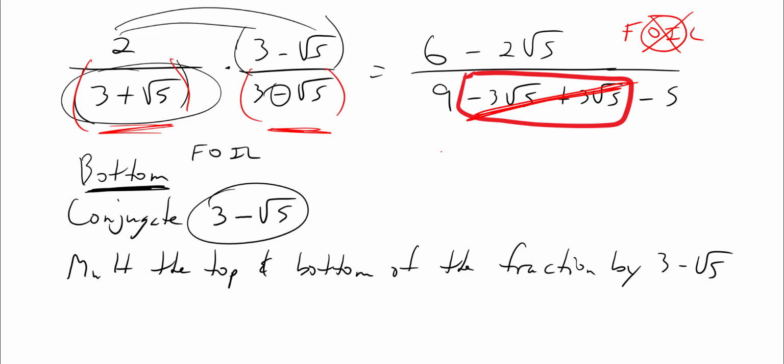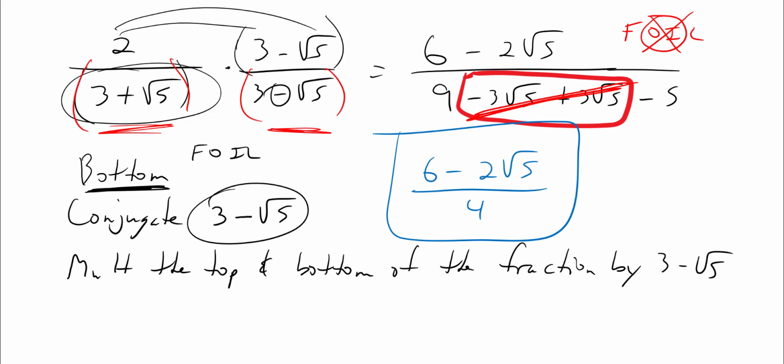So my final answer to this problem is 6 minus 2 root 5 over 9 minus 5, which is 4. And that's it. That's your answer. No square roots in the denominator, and we're done with the problem. Okay? It's not that bad, but you got to multiply by the conjugate. So let's do another one here.